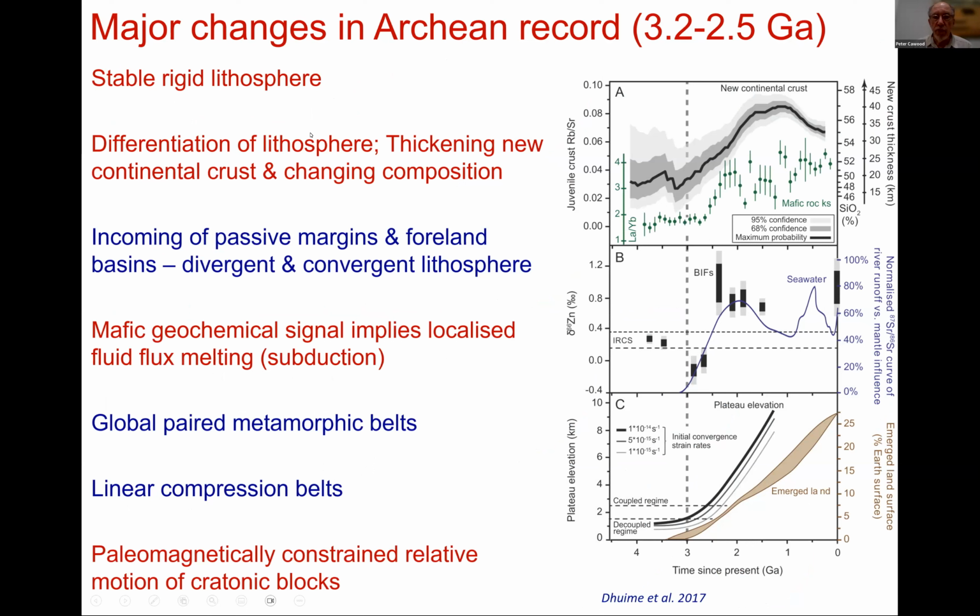We see evidence for differentiation of the lithosphere. We see changing compositions. We see evidence, through metamorphism, for thickening of continental crust. We see the incoming of passive margins and foreland basins into the geological record, evidence for lateral motion. We see evidence for at least localized fluid flux melting, which may be related to subduction. We see evidence for the incoming of globally paired metamorphic belts. We see evidence for linear compressional belts, and we see paleomagnetically constrained relative motion of cratonic blocks.